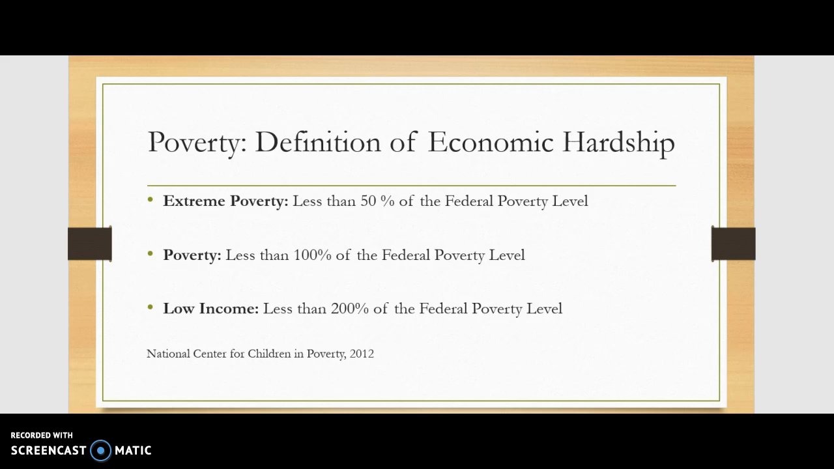The National Center for Children in Poverty and research suggests that on average, a family needs an income equal to about 2 times more than the federal poverty threshold in order just to meet our basic needs. And again, this is coming from the National Center for Children in Poverty. Like I said, there was just a lot of details on the data for this.